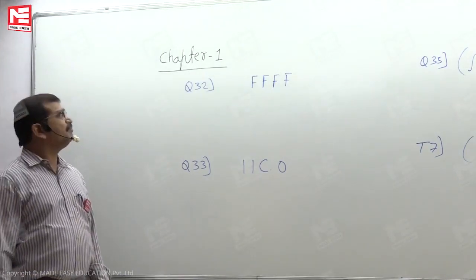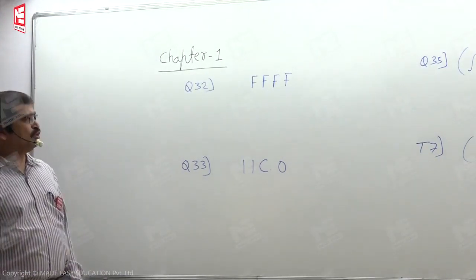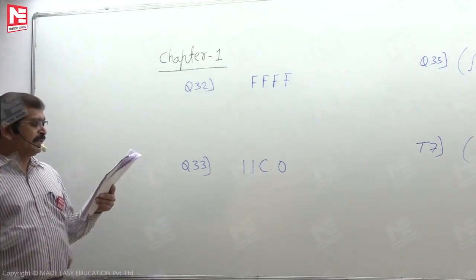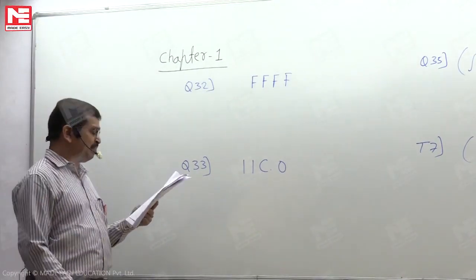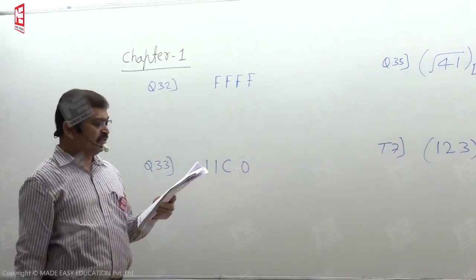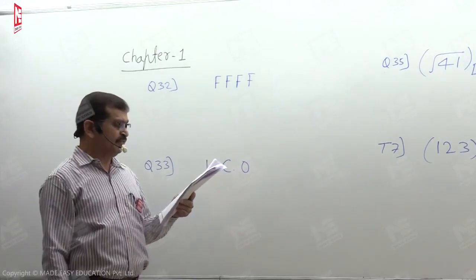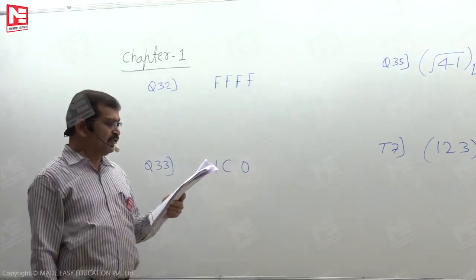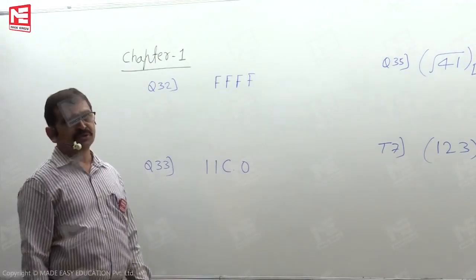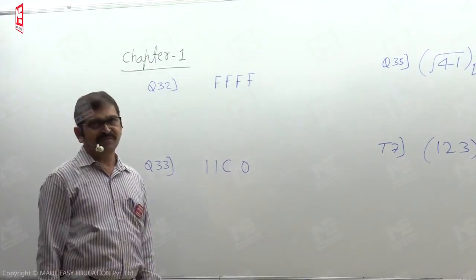So let us continue. Chapter 1, question number 32. The question number 32 is: 2's complement representation of a 16-bit number is 4f's. The question is its magnitude in decimal representation.